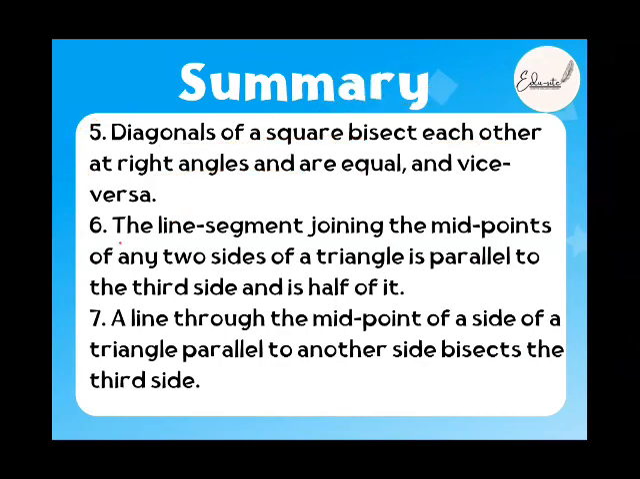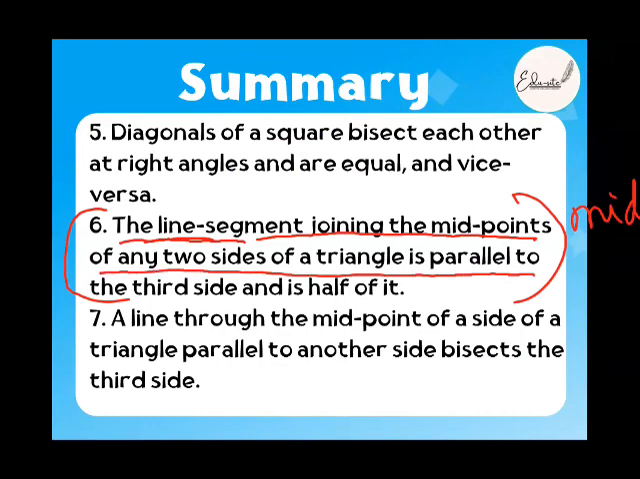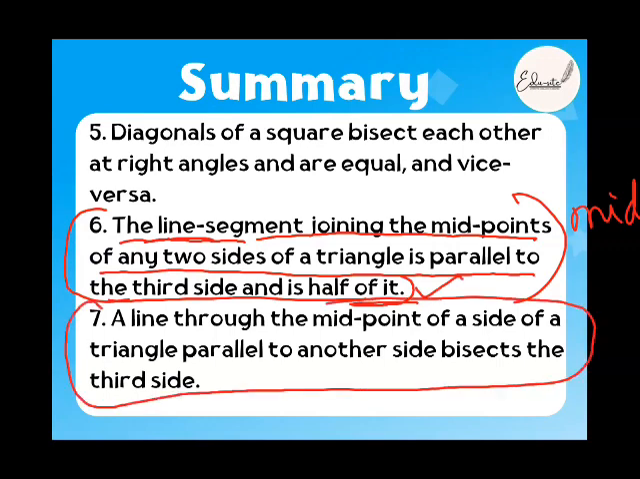The next point that we had learned today is the line segment joining the midpoints. What is this? Please read the 6th point. It is the midpoint theorem. The line segment joining the midpoints of any 2 sides of a triangle is parallel to the third side and is half of it. You have understood this, right? Then the next thing is the converse of the midpoint theorem.